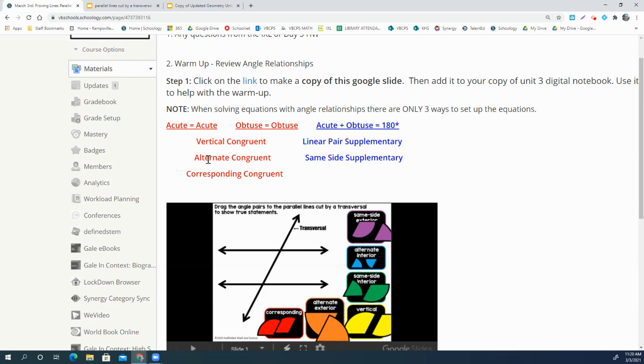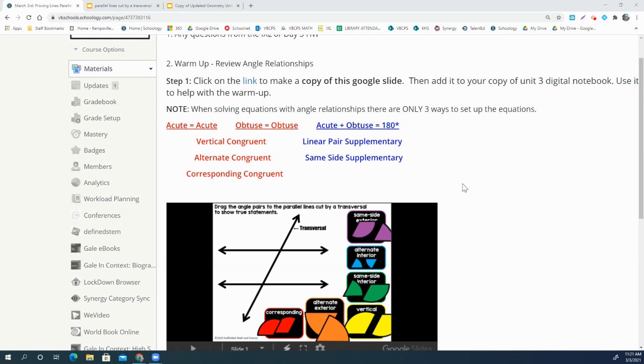There are vertical angles, alternate angles, and corresponding angles that are going to be either acute equals acute or obtuse equals obtuse. And then we're going to have linear pairs and same side angles that are going to equal 180. Congruent angles, these little puzzle pieces, are going to be exactly the same. And supplementary angles, you're going to have one big angle and one small angle.